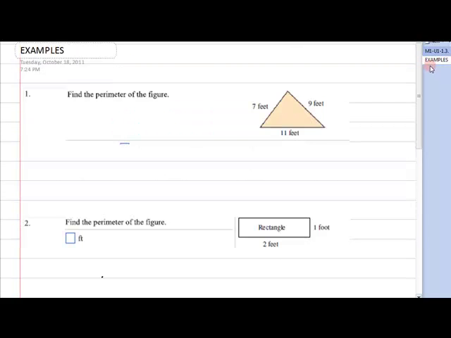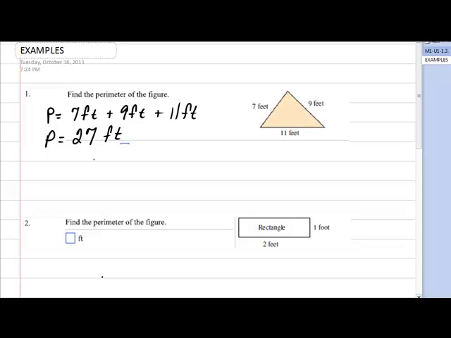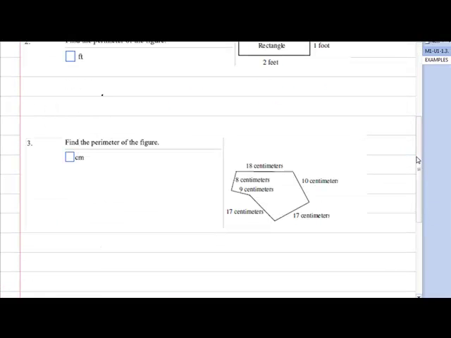Let's look at a few problems. The first one, the drawing is of a triangle. To find the perimeter of the triangle, the perimeter is equal to 7 feet, and I'm going to abbreviate, plus 9 feet, plus 11 feet. You need to add those measurements. We're going to have 27. The units for perimeter are the same as the units for each one of the items. So the perimeter is 27 feet.